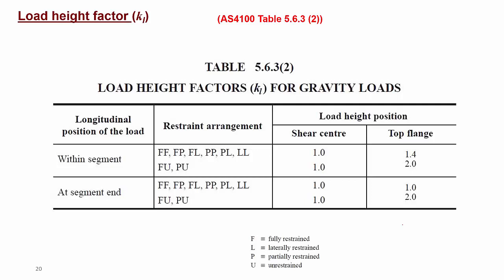So as you can see, again, these are the end conditions. Basically, it means whether the load is acting within the segment, like in a simply supported beam. If the load is acting within the segment, this is the case, and at the end of the beam. So for example, in the cantilever beam, if the load is acting at the end of the beam, this is the case, right? And again, whether the load is acting through the shear center or whether the load is acting just on the top flange of your I-beam, right?